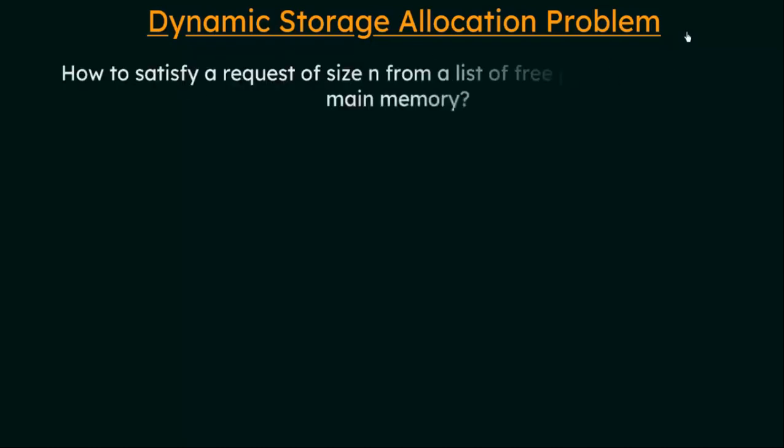Now, what is this problem? The problem is how to satisfy a request of size n from a list of free partitions or holes in the main memory. So we have a request of size n. That means we have a process of size n, and that size n represents the amount of memory the process is going to need for its execution.